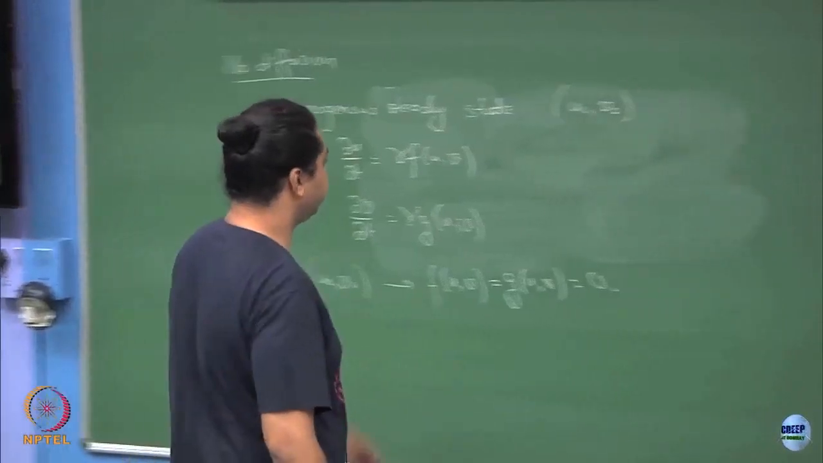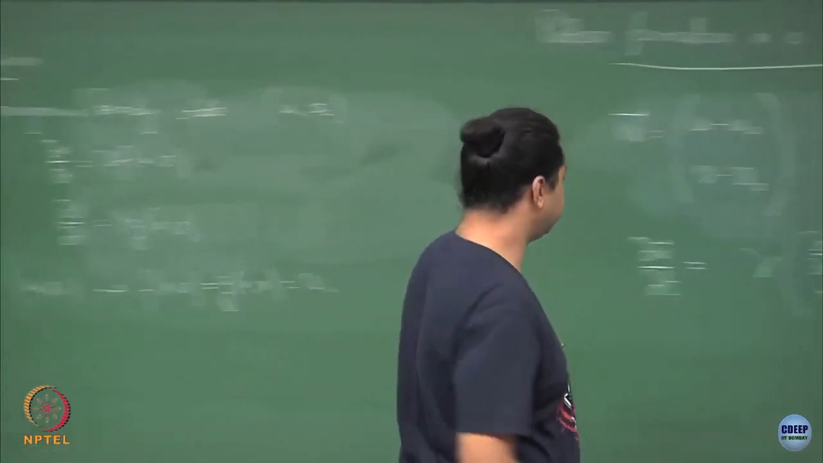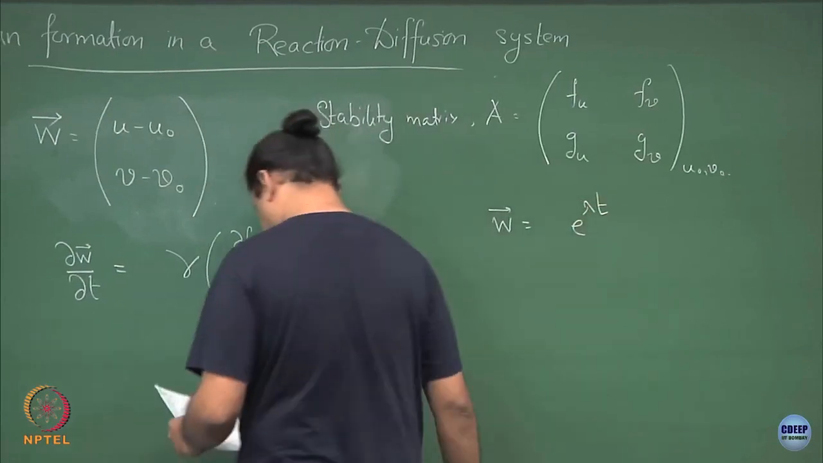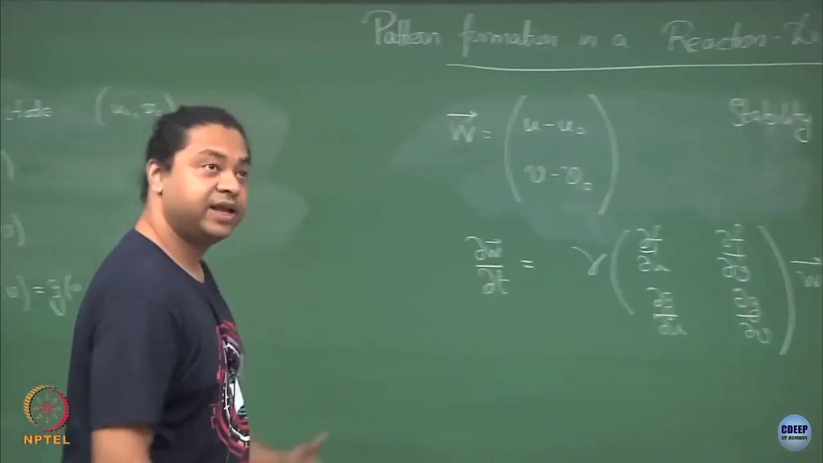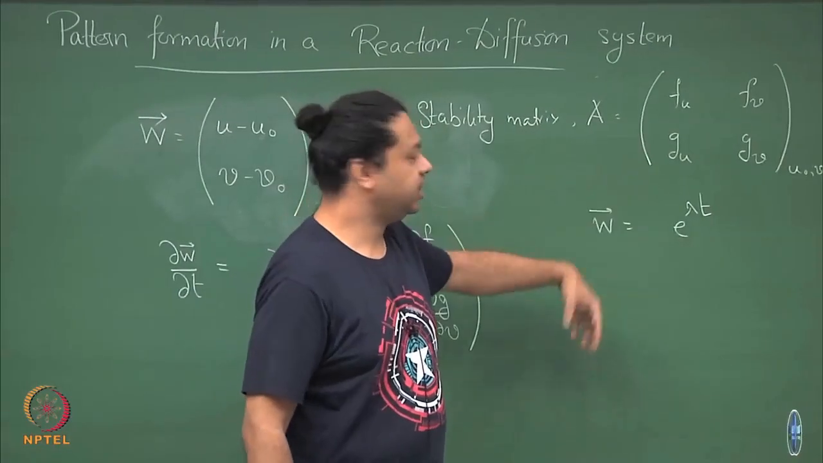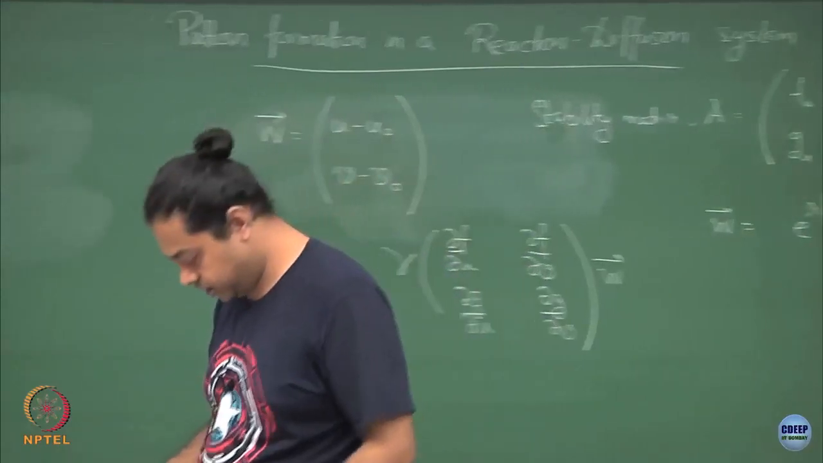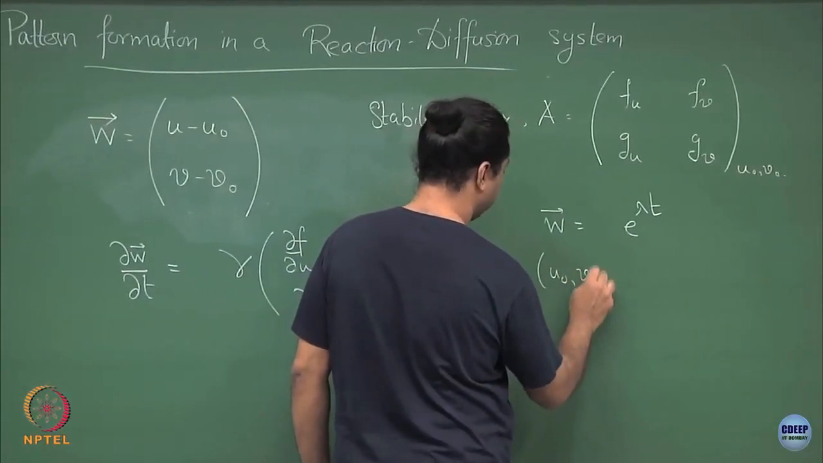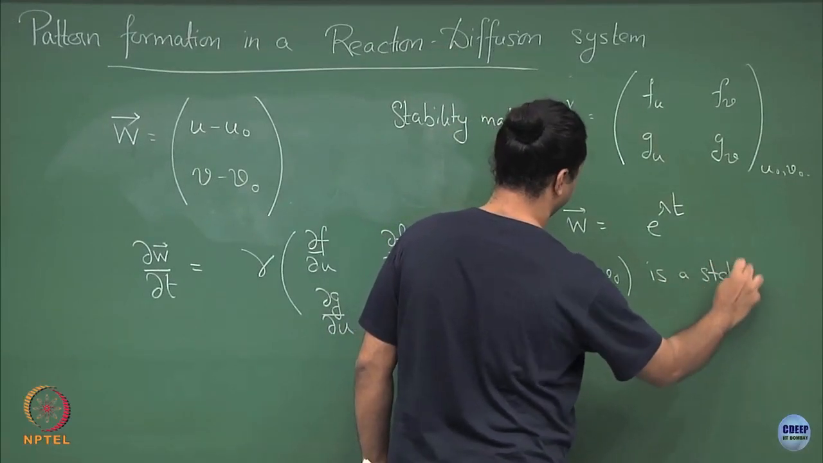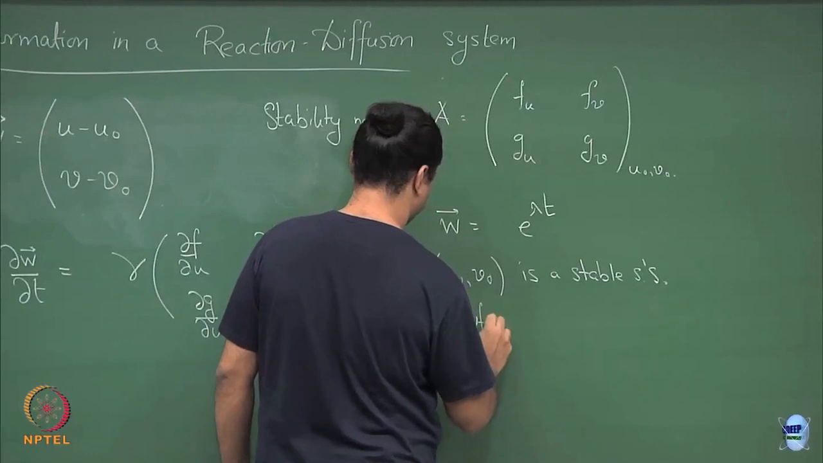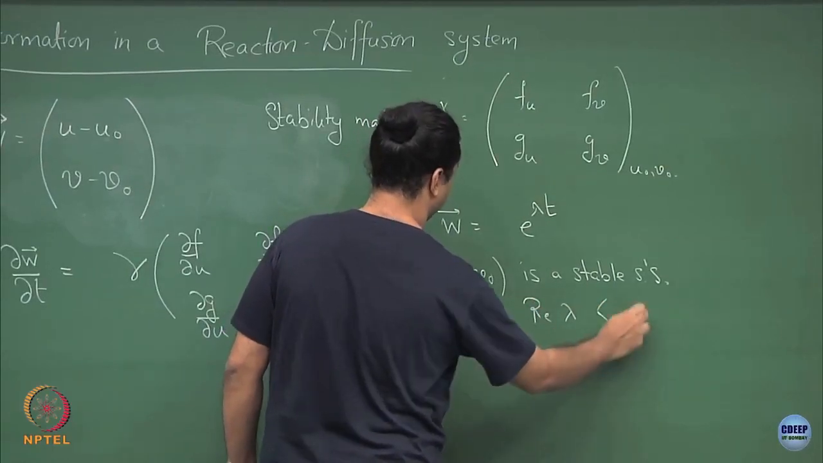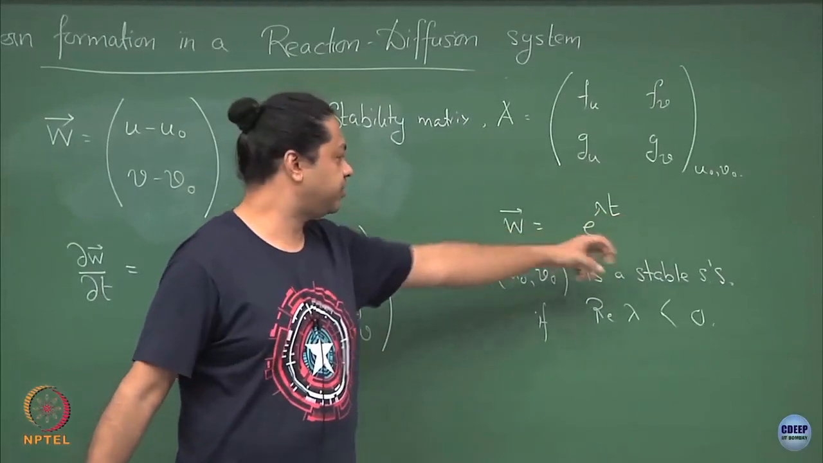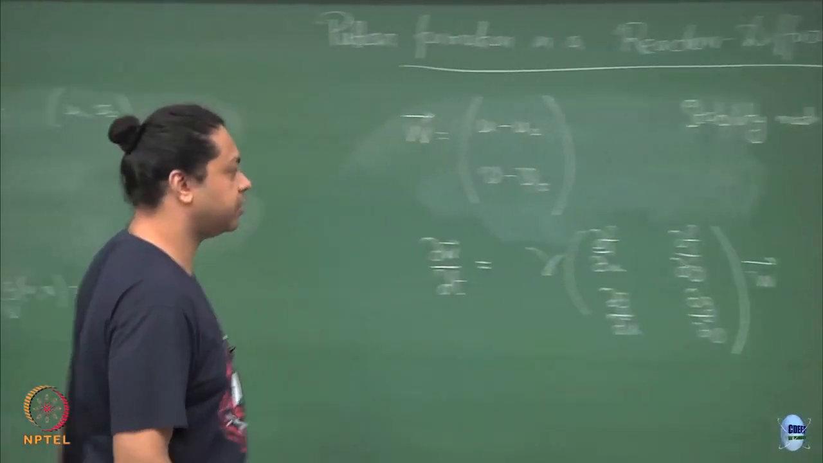Next, in order to say whether this steady state is stable or unstable, we can look for solutions of the form W equal to some constant times e to the power of lambda t. Then U naught V naught is a stable steady state if the real parts of the lambdas are less than 0, because then as time goes to infinity, these perturbations will die out and you will come back to the U naught comma V naught state.